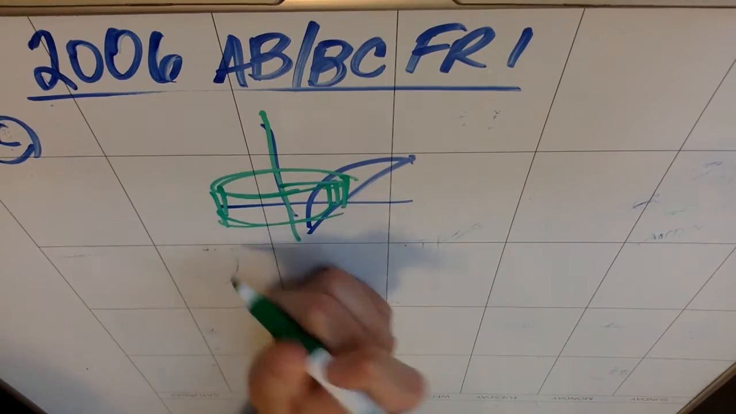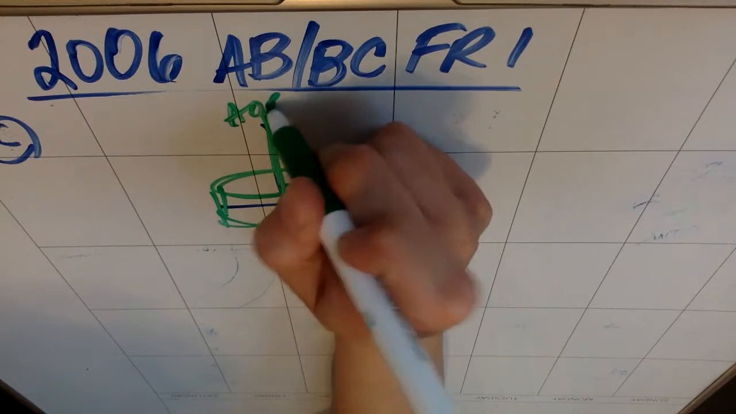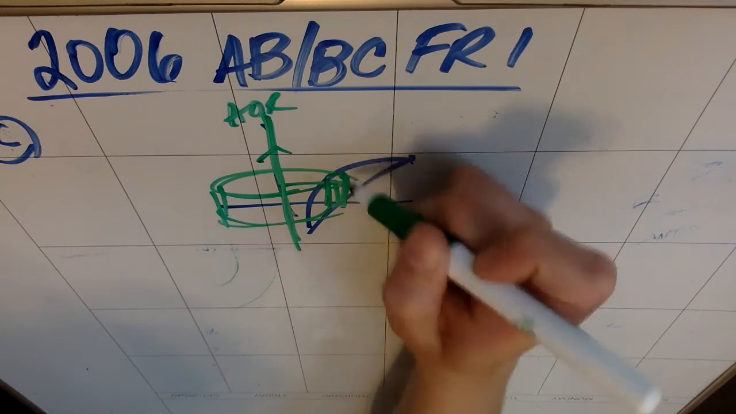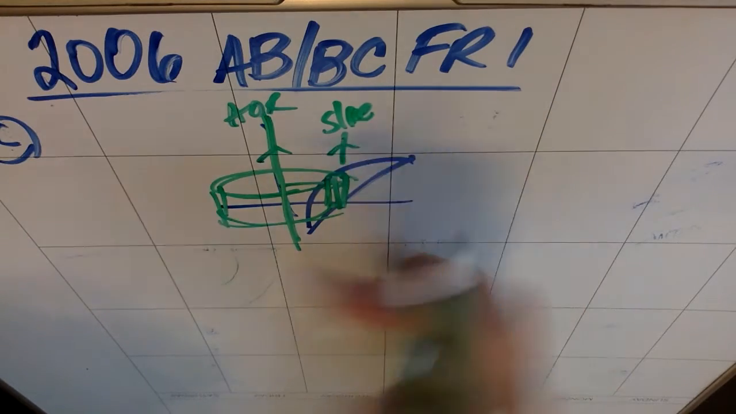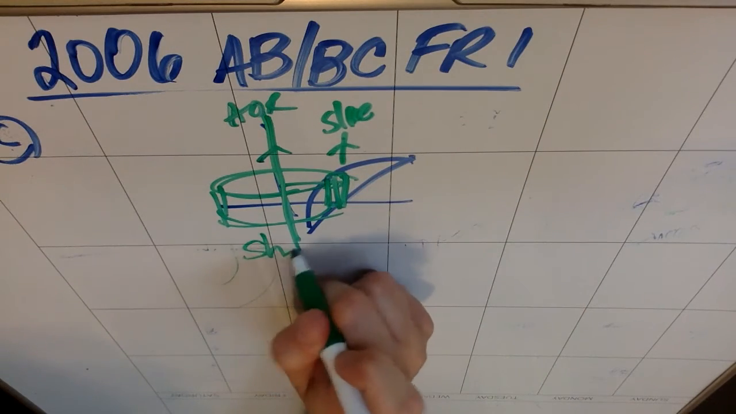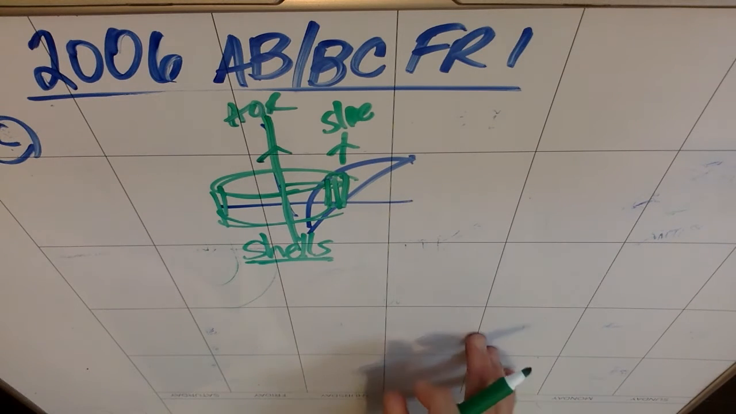You can either do this as shells, and the logic for doing this as shells is that your axis of rotation is parallel to your little dx slice, right? Your axis of rotation and your little slice are parallel. That means you use shells, right? That's how I learned it, and that's what I'm going to show you, but then I'm also going to show you the way the AP suggested doing it.